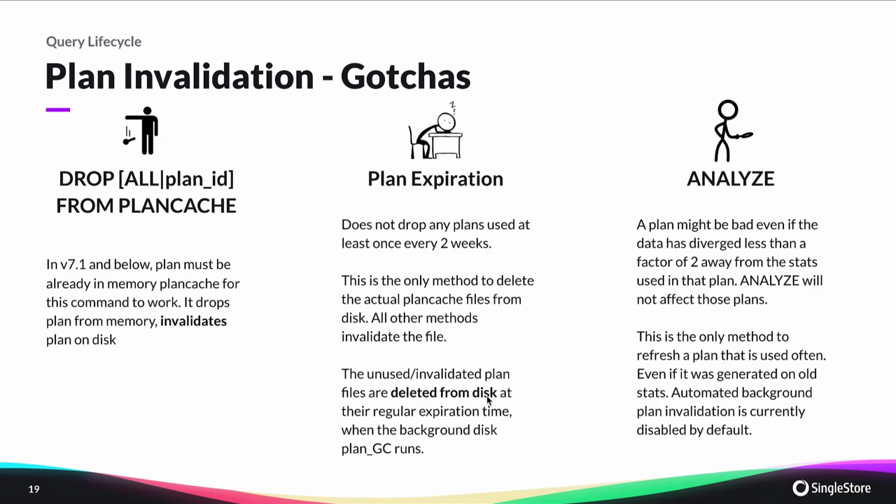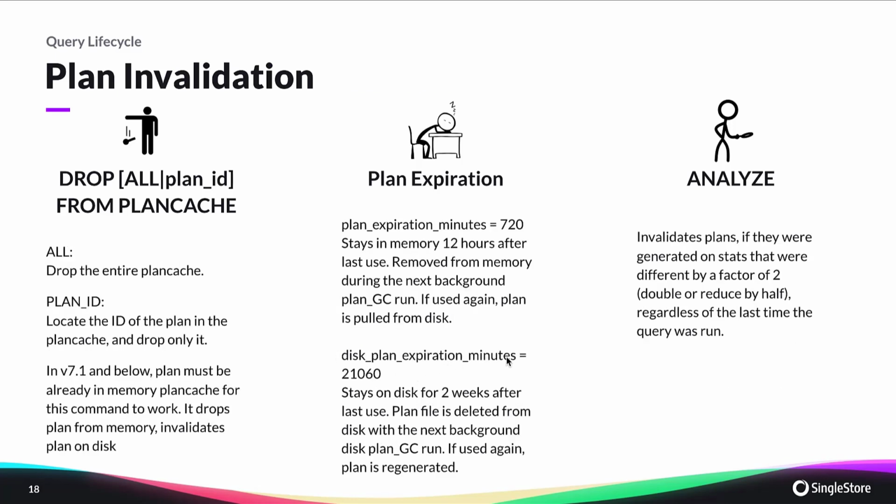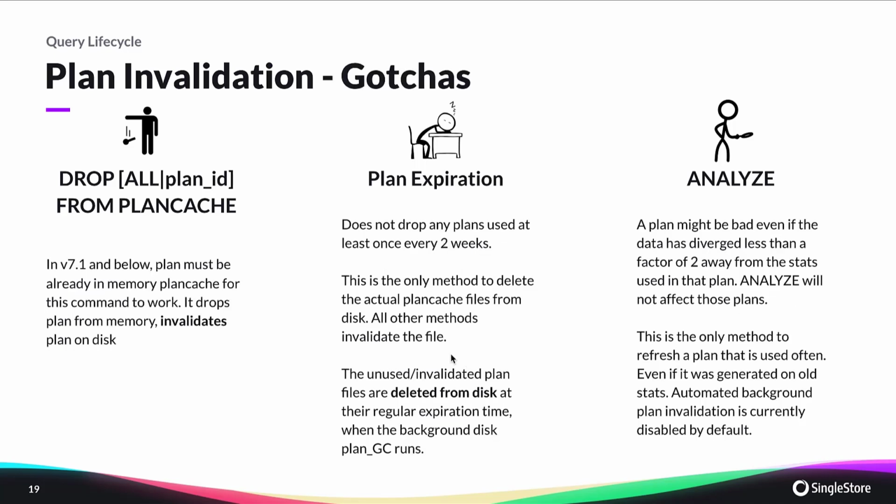So if you are seeing a lot of disk usage, you might consider reducing that variable, disk plan expiration minutes. And that will mean that plan files don't stay on disk for as long between their usages, and it will reduce the amount of disk that can be used for plan caching. The same is true of plan expiration minutes. If you see a lot of memory being used for your plan cache, you can reduce this. And that will expire from memory, but they'll still be on disk until this expiration passes. So plan expiration is the way that the files are deleted.